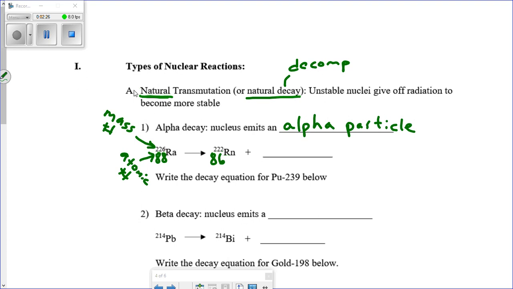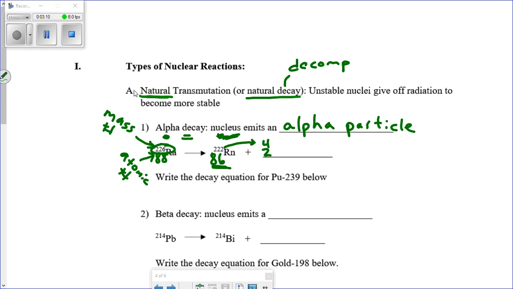Now, we should know from conservation of mass, conservation of charge, all that stuff, that everything on this side of the equation has to equal everything on this side of the equation. So since this side is 226, that means that the top of this side has to be 226. So if I have 222 over here, 222 plus 4 equals 226. So that means there has to be a mass number of 4 on this side. Since I have 86 on this side, and I need to equal 88, that means that there's got to be an atomic number of 2 on this side.